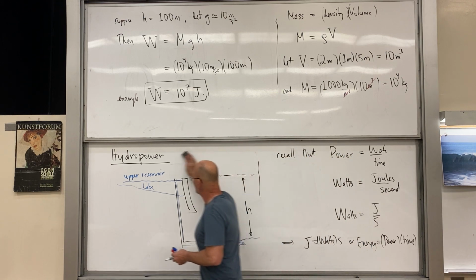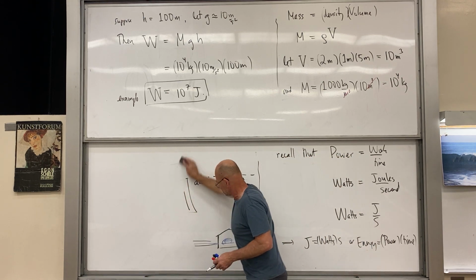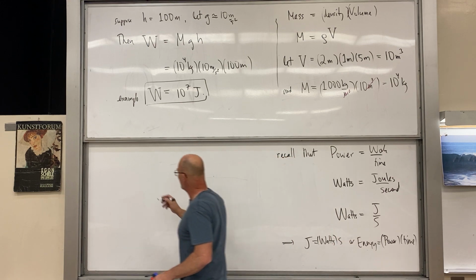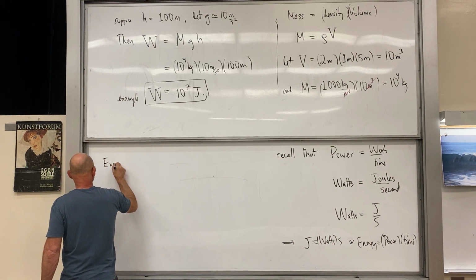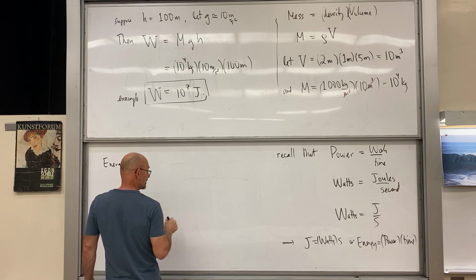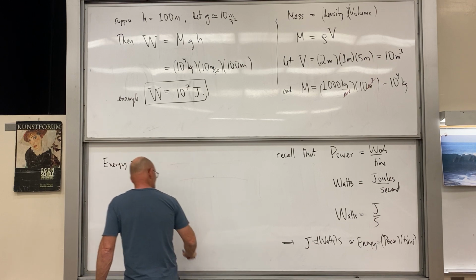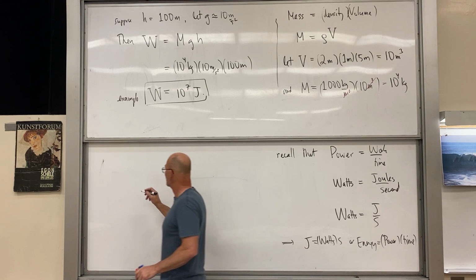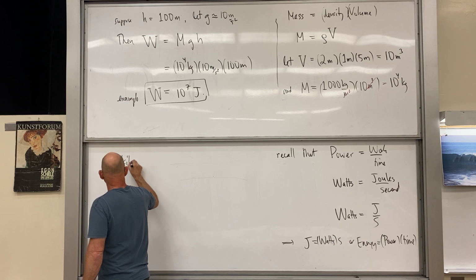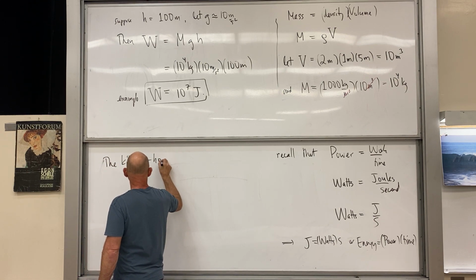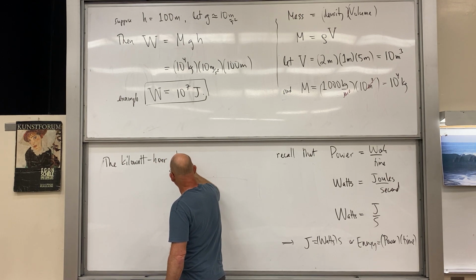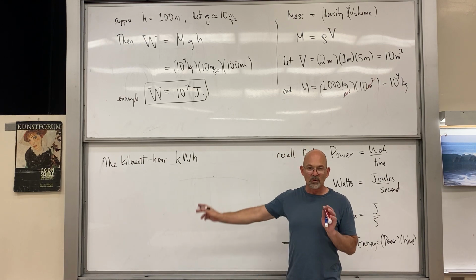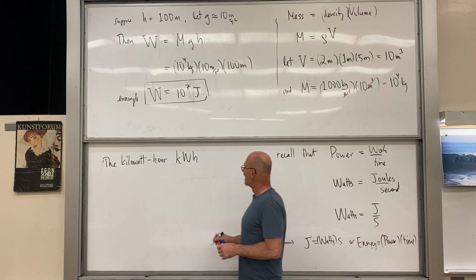Okay, let's get rid of this picture. So what we can say now is that energy equals watts times seconds. Now let's look at what is a kilowatt hour. Okay, you're used to paying for the kilowatt hour, and it's written like this: kWh, anywhere from a dime to a quarter or more. So what is a kilowatt hour?